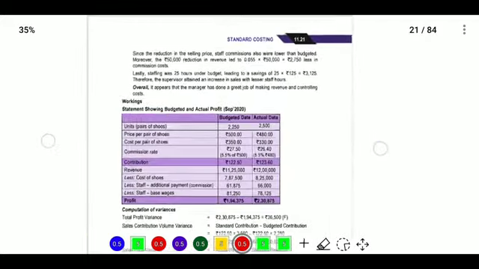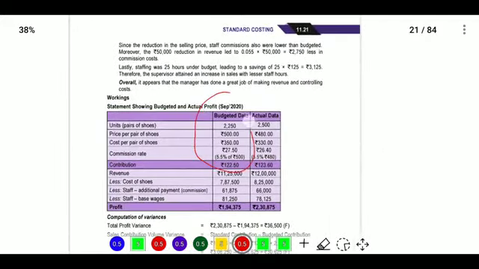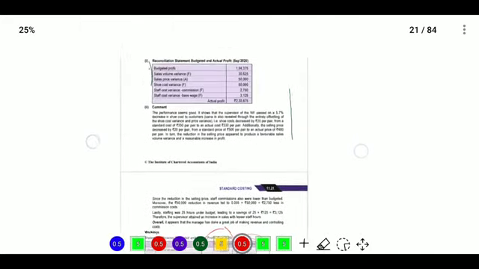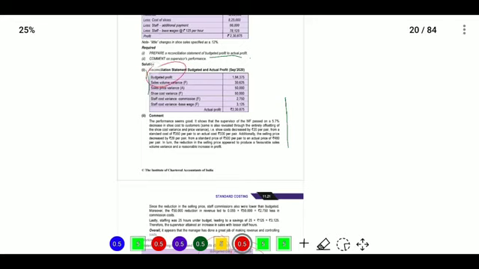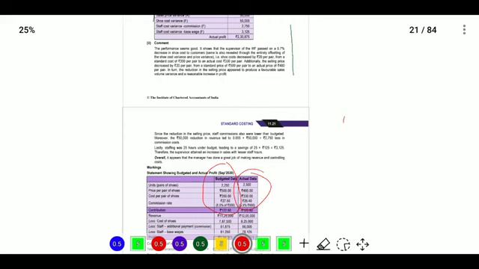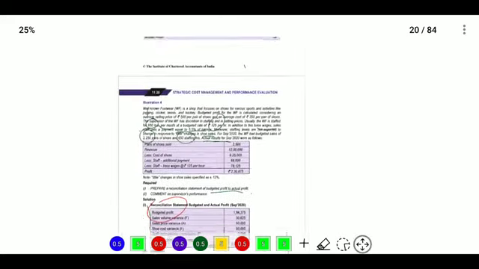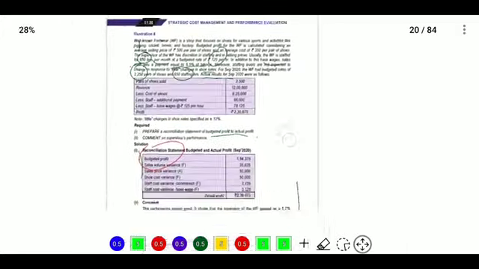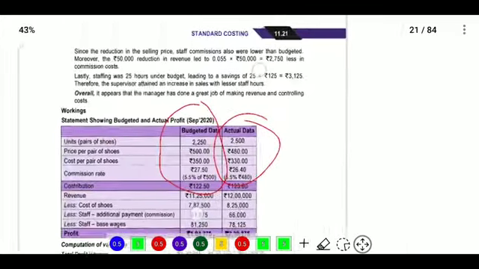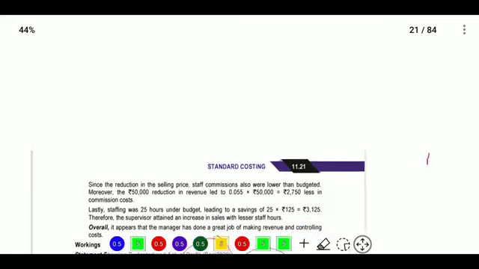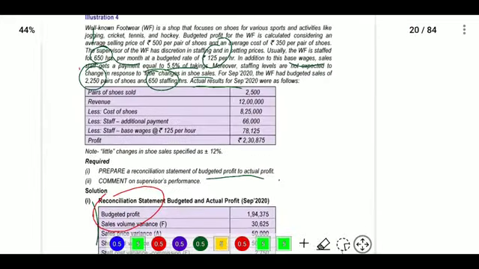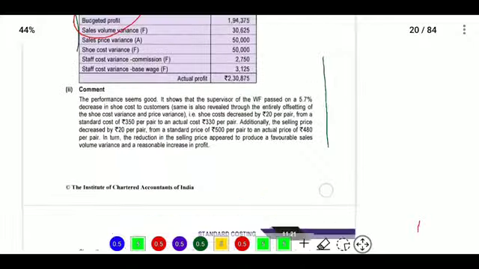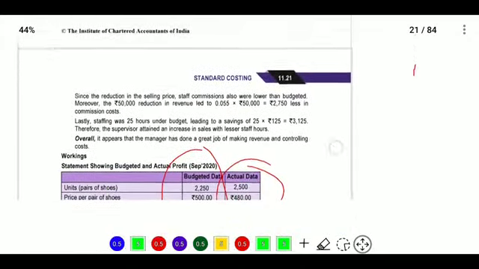Here, what have they provided? We have budgeted data and we have actual data. From that we will get the profit. We require budgeted profit first, so we need to know how many units there are. They provided 2,250 pairs for budget, and for actual they provided 2,500.